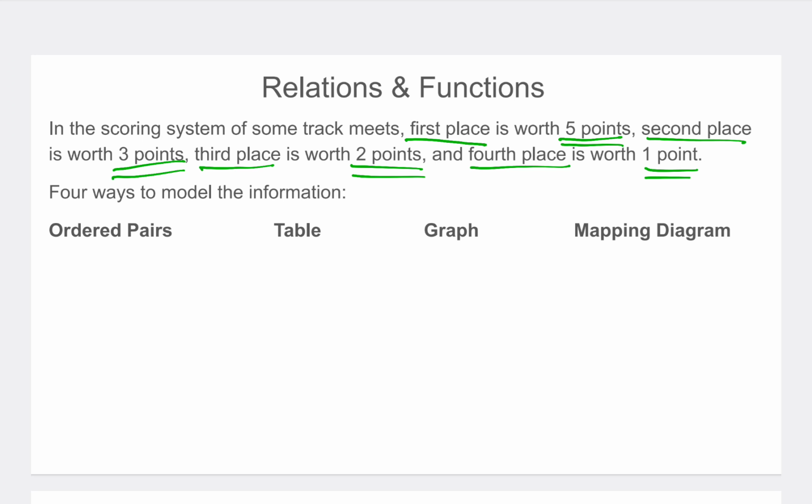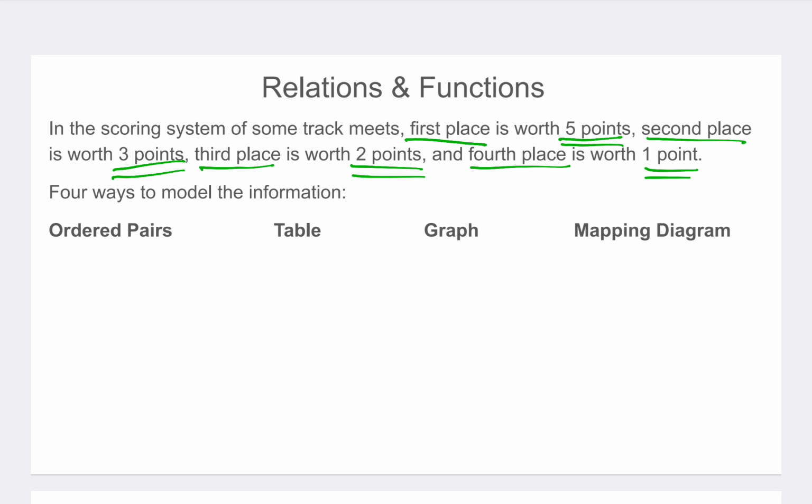So you have to kind of ask yourself which one depends more heavily on the other. Sometimes there's not a big difference between the two, and it doesn't matter which one you set up as which. But in this case, it makes more sense for the points to be the dependent variable because the number of points you earn is dependent upon what place you get. So place would be the independent variable and points would be the dependent variable.